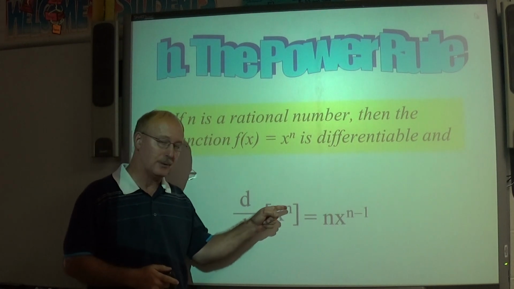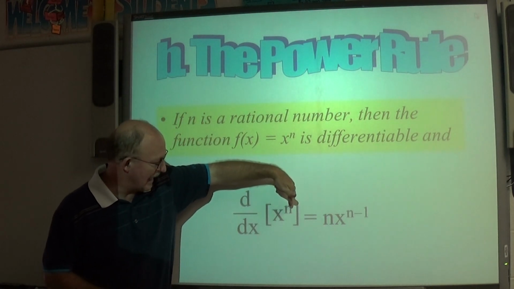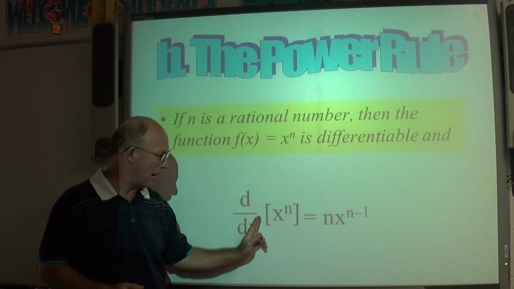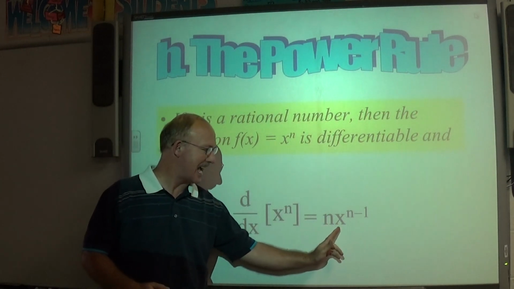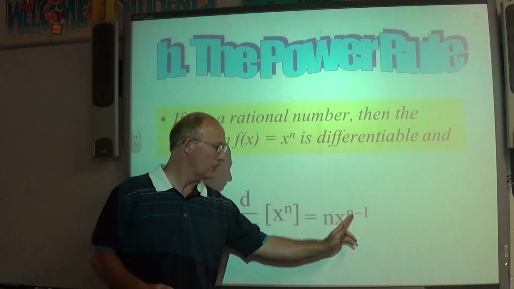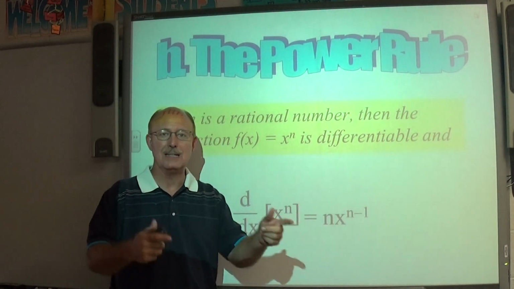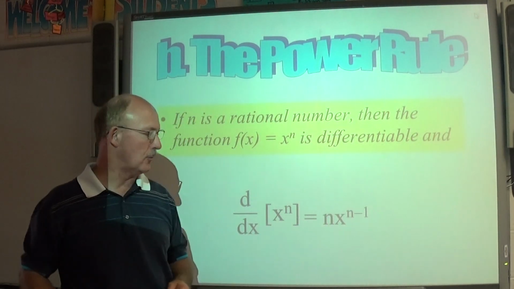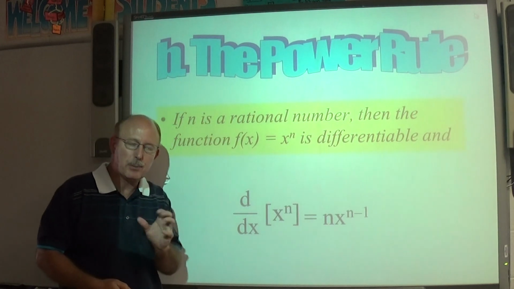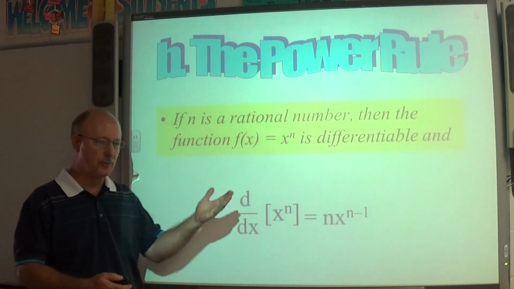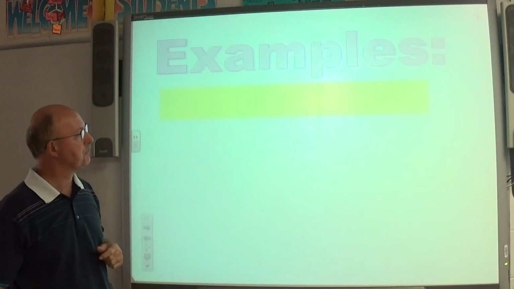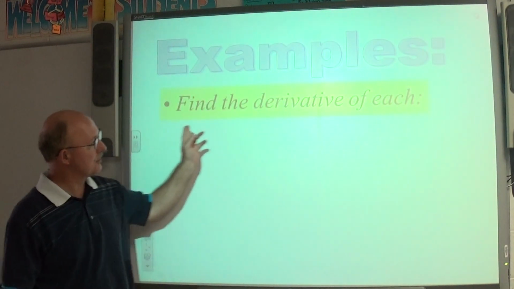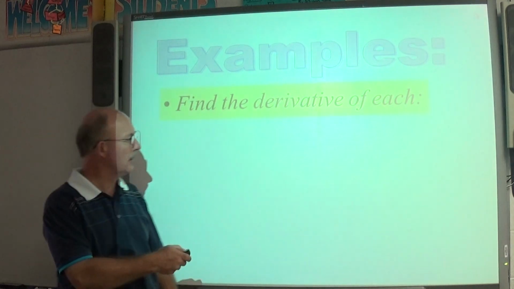So once again, just to review, the exponent becomes a factor. So instead of x to the n, it'll be n times x, and then you subtract 1 from your exponent to get the new exponent on the derivative. So let's run through a couple of simple examples. There's some more examples on the next video that we're going to run through. We're going to do a bunch of examples on the next video. Okay, let's look at a couple. Find the derivative of each. So a couple examples. Here's our first.